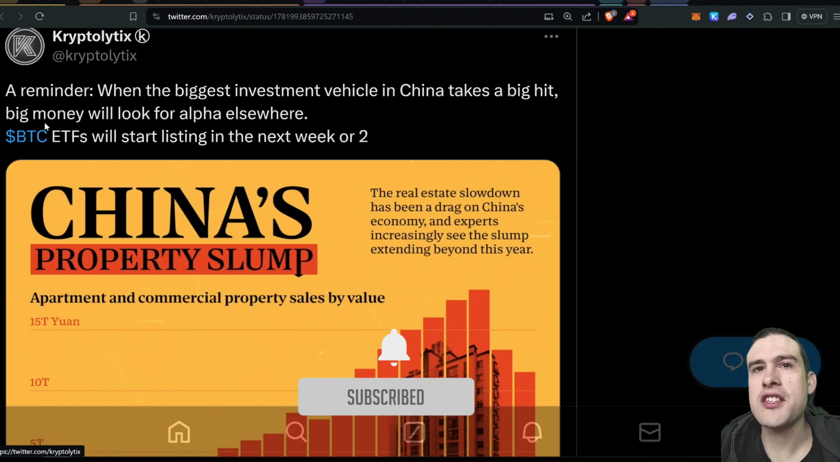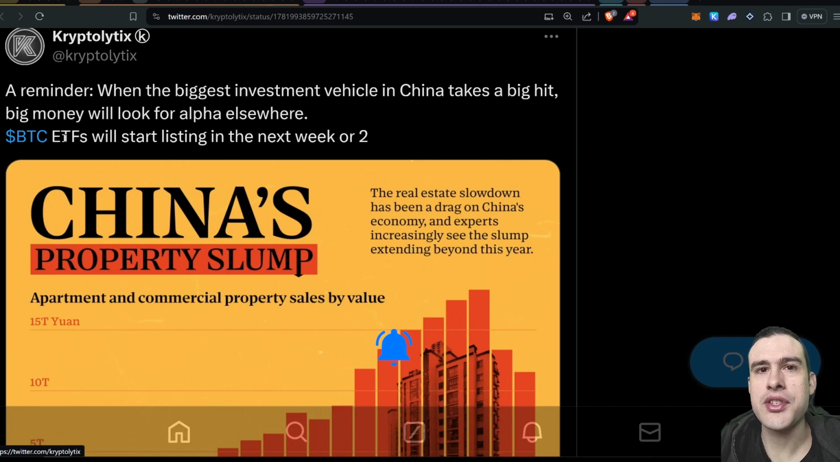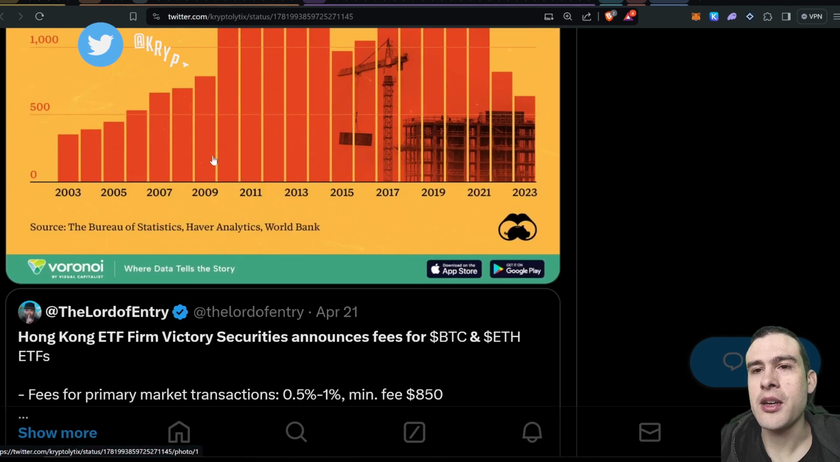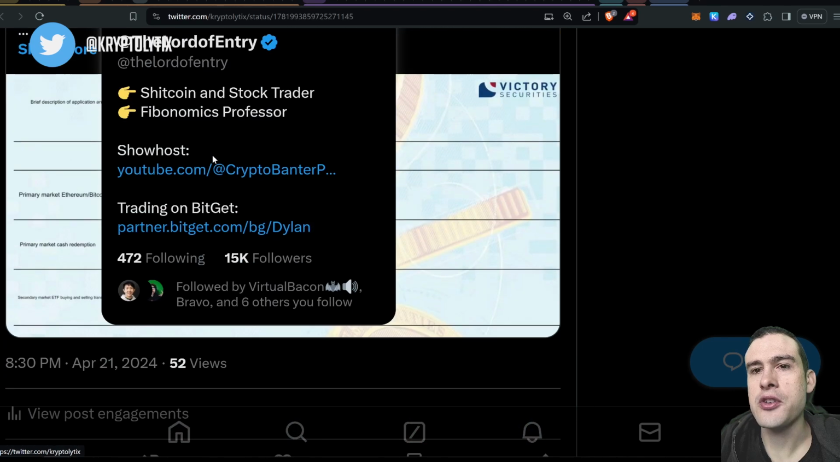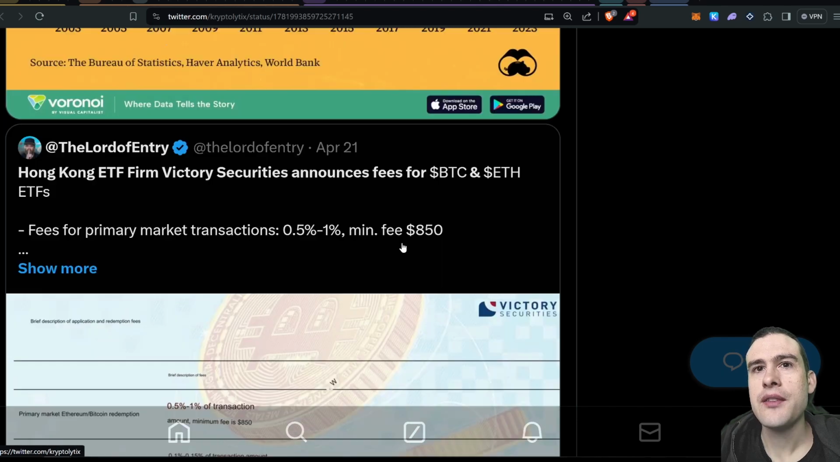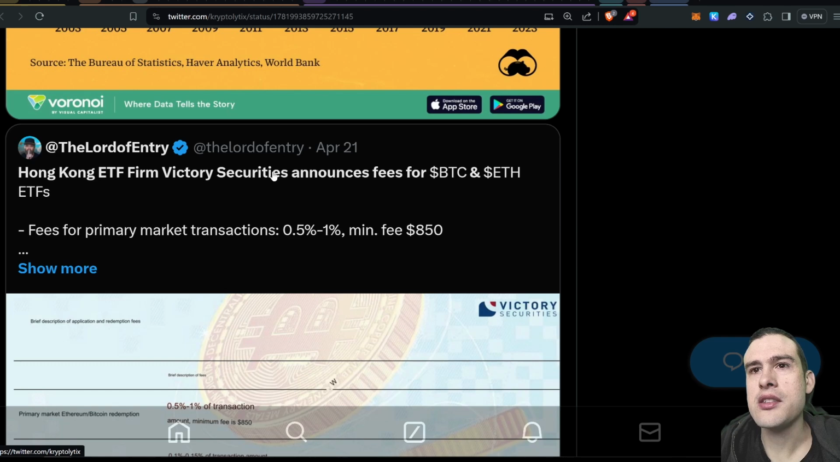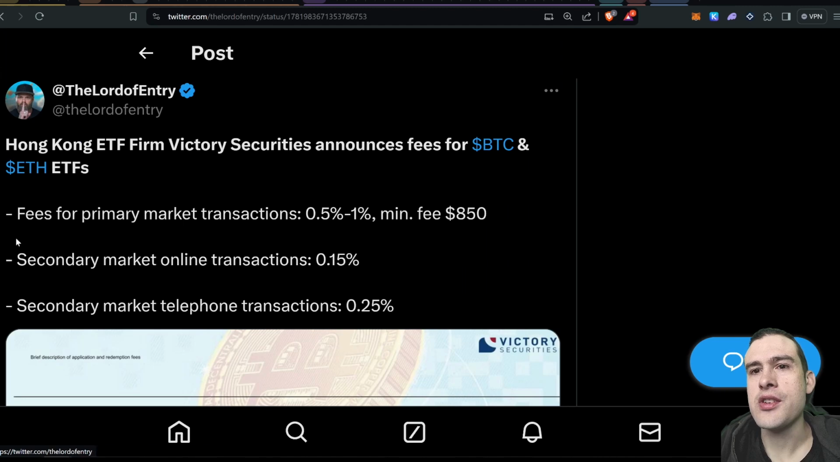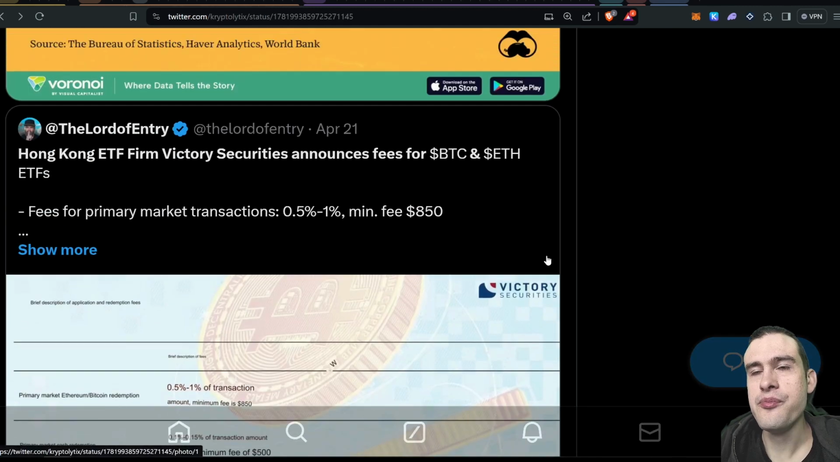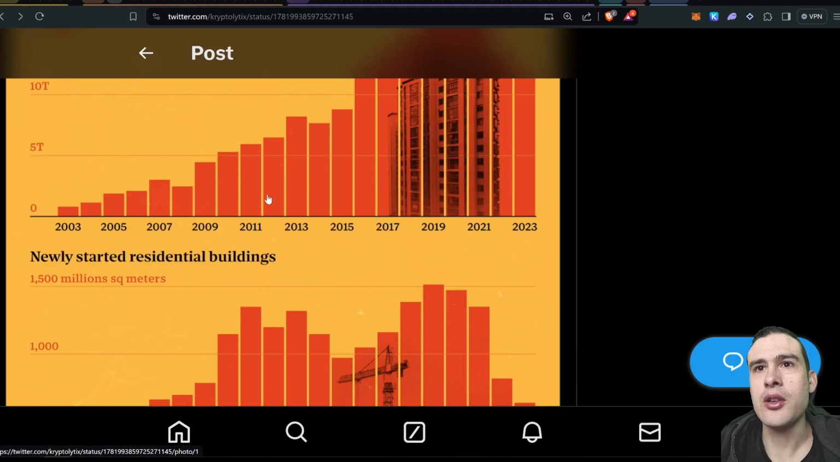Nevertheless, this is one thing that I'm anticipating. Usually it takes about a week or two for ETFs to list once they're approved. They've been approved, so we just have to wait a couple of weeks, and then we'll start to see some inflows from Hong Kong ETFs most likely. The fees have been announced. ETF firm Victory Securities announced fees for their Bitcoin ETFs. So there's a couple of the fees announced. That's all happening, and it's something to look forward to.